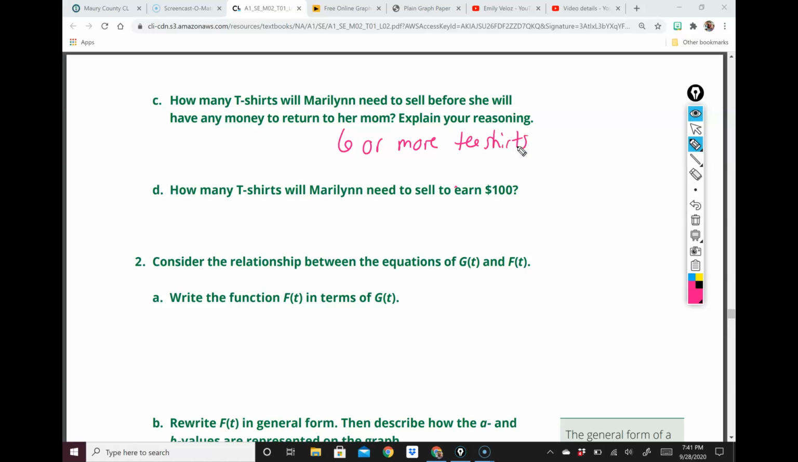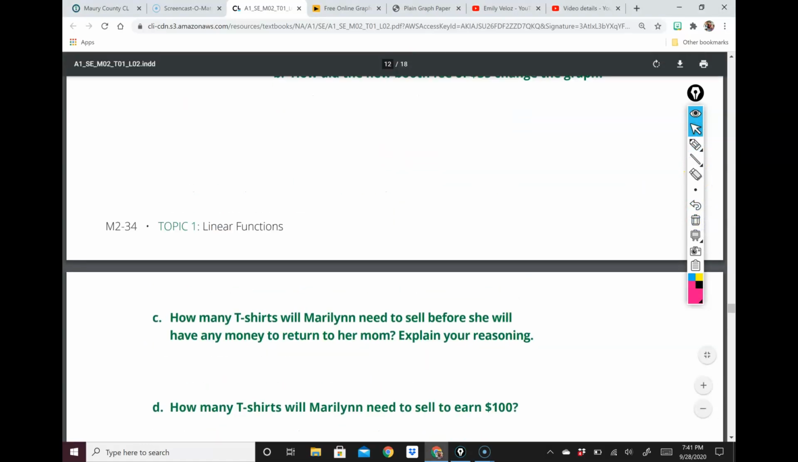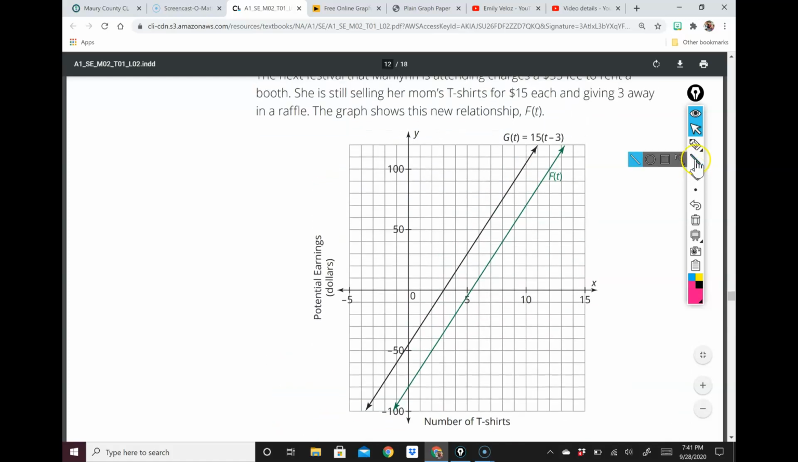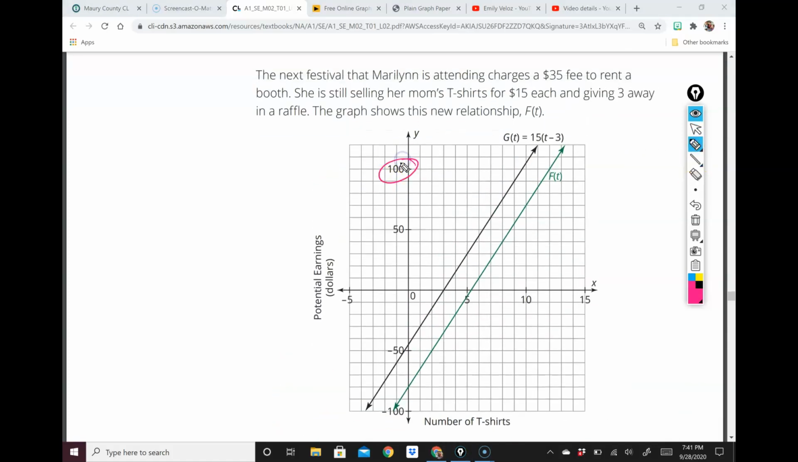Part D, how many t-shirts will Marilyn need to sell to earn $100? So we want to earn $100. So over here on the graph, here is our profit. And where is the green line going to hit? It looks like at 12 t-shirts. We need to sell 12 t-shirts to get a profit of $100.